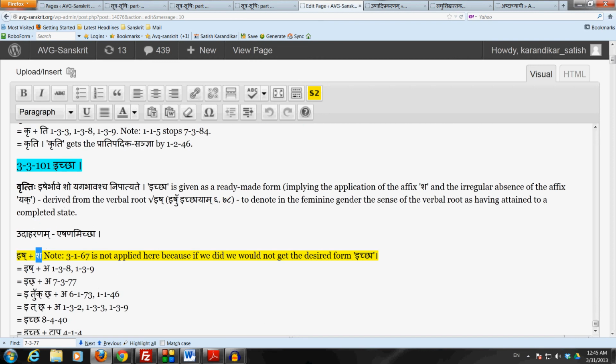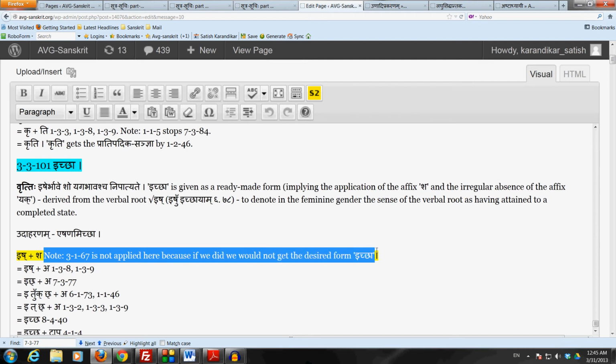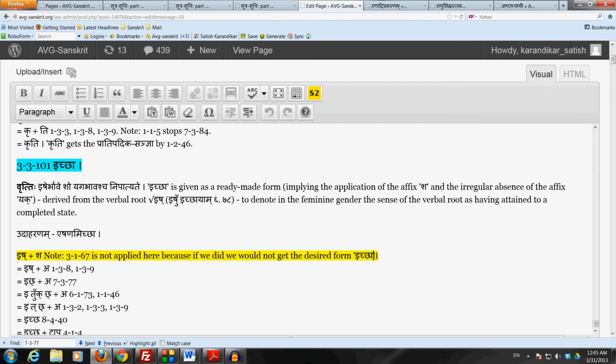At this stage, as explained before, the sutram 3.1.67 should have applied because the affix sh is a sarvadhatuka pratyaya by tin shit sarvadhatukam 3.4.113. It is being used bhave. So all the conditions for applying 3.1.67 are satisfied, but the affix yak is not introduced here because if we did, we would not get the desired form ichha. So in order to get the desired form given by Panini, we ignore 3.1.67. Now continuing, we remove the shakara of the affix sh, which is an it by lashakvataddhite, then tasya lopah, we get isha.